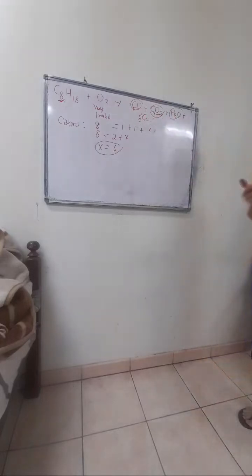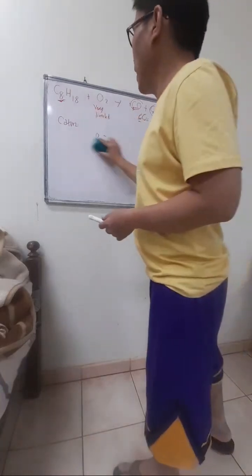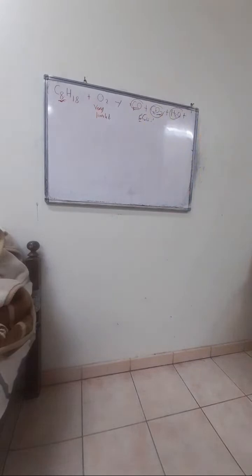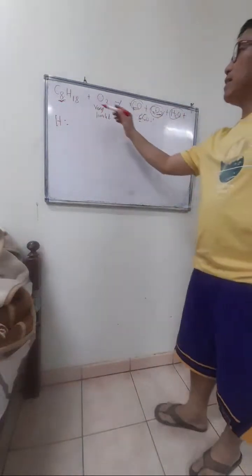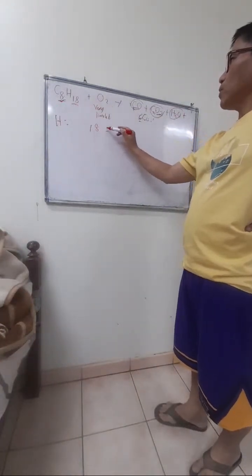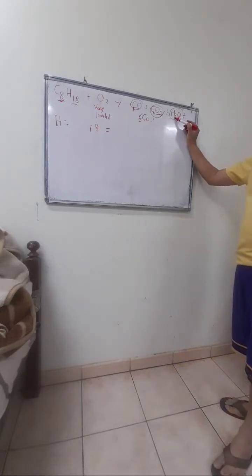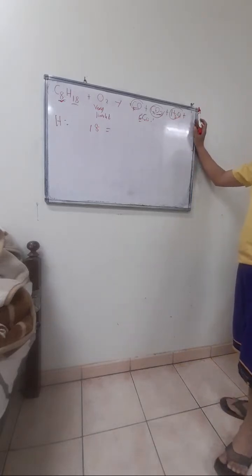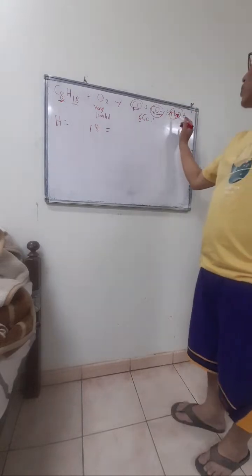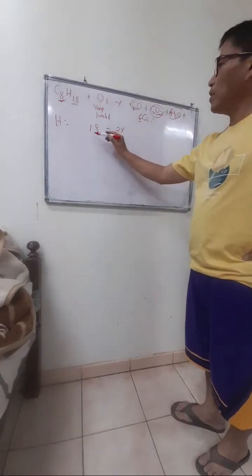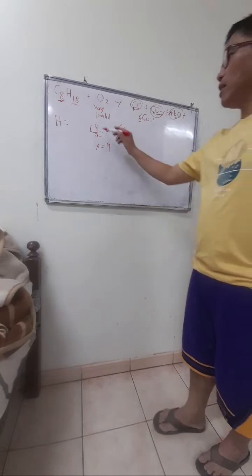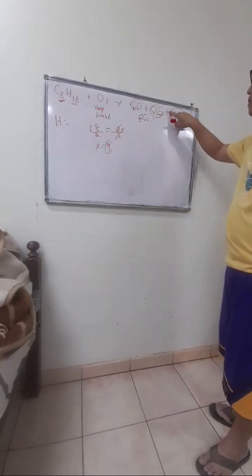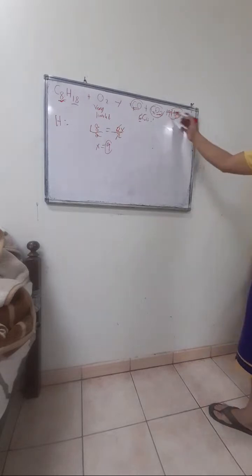Now, go to hydrogen. Okay, balance the hydrogen atoms. 18 is equal to... hydrogen is only here, right? There's no other hydrogen. So let X be the number of atoms of hydrogen, so 2 times X, so 2X. Therefore, X equals 9. So 18 divided by 2, 9. Put 9 here. Okay. Hydrogen, 9 times 2 is 18, 18.